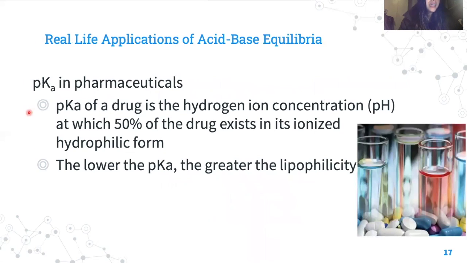Did you know that the pKa of a drug is a crucial element in the pharmaceutical world? The acid-base dissociation constant, pKa, of a drug is a key physicochemical parameter influencing many biopharmaceutical characteristics. The pKa of a drug is the pH at which 50% of the drug exists in the ionized hydrophilic form, meaning an equilibrium with its unionized lipophilic form. All local anesthetic agents are weak bases.